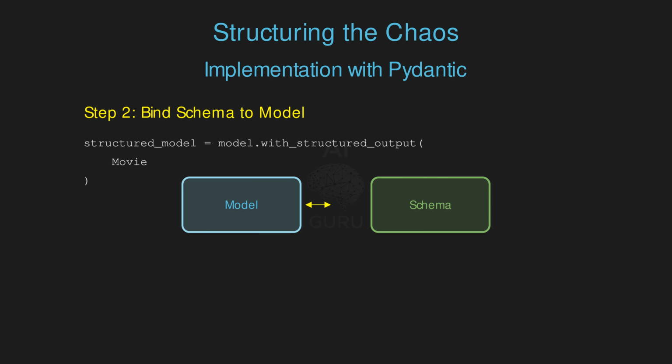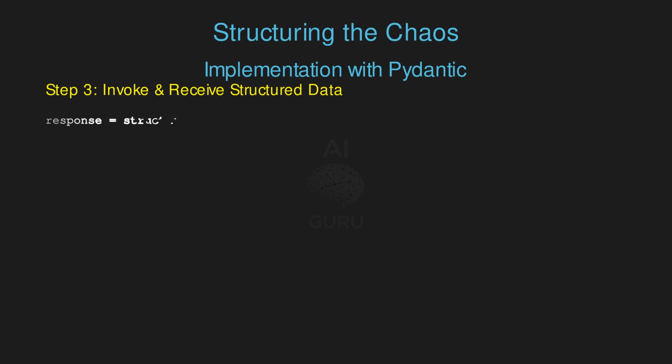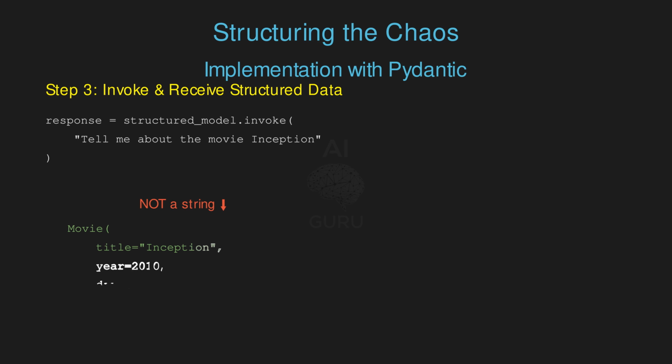And when I invoke it with, say, "tell me about the movie Inception," what do I get back? You don't get a string. You get an actual instance of your Movie class. Movie title: Inception, year: 2010. It's already validated. The system basically forces the model to output something that fits your schema.